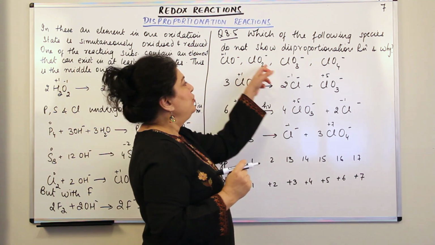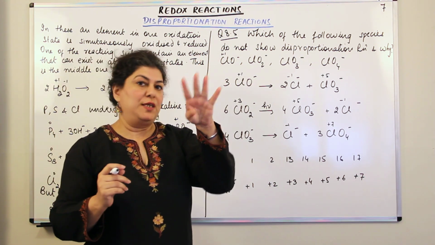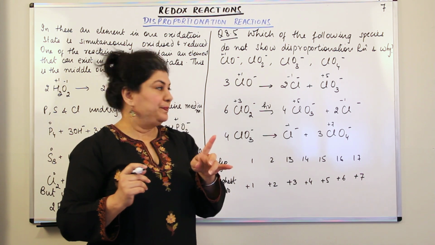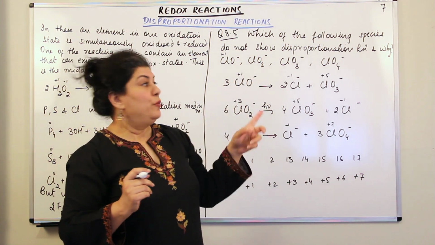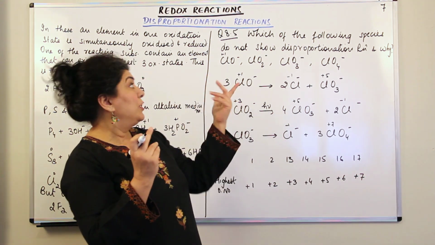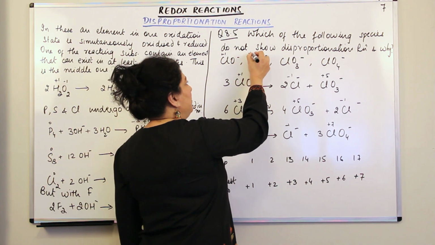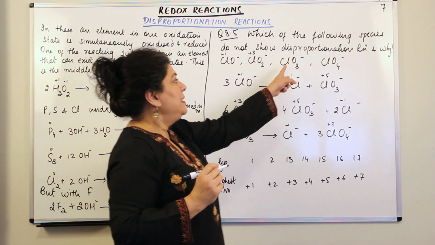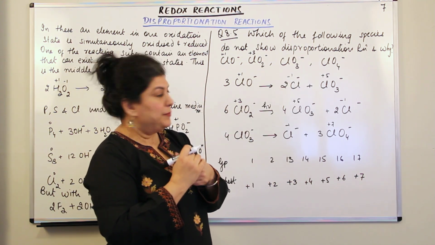In ClO2 negative, now there are 2 oxygens, therefore there are 4 negative charges. Each oxygen has a charge of -2. But the entire species has a charge of -1, which means that 3 of the negative charges have been neutralized by chlorine. So what is the charge on chlorine here? What would be the oxidation number of chlorine? It would be +3.